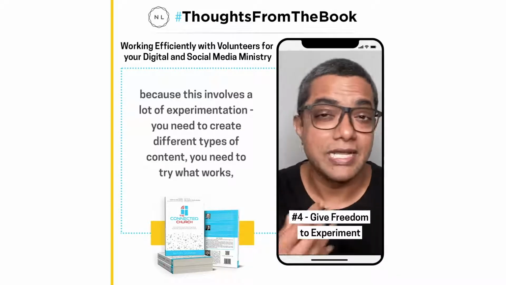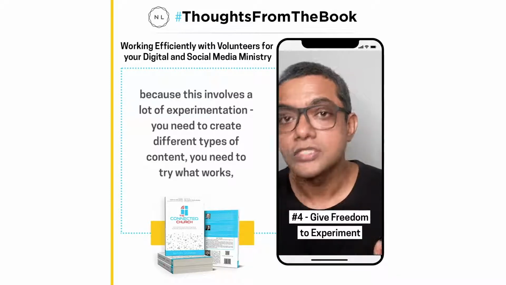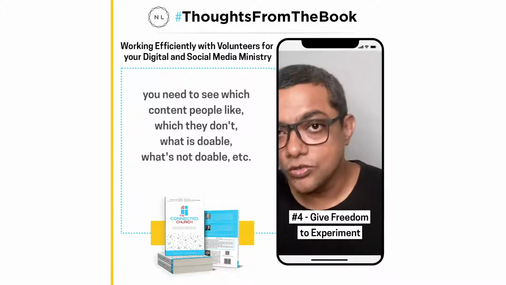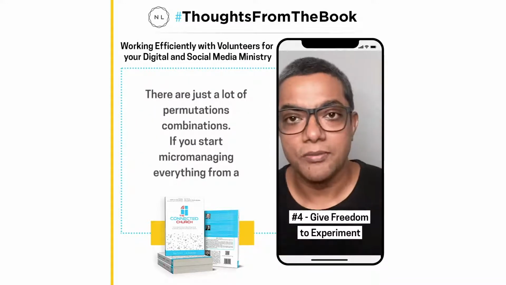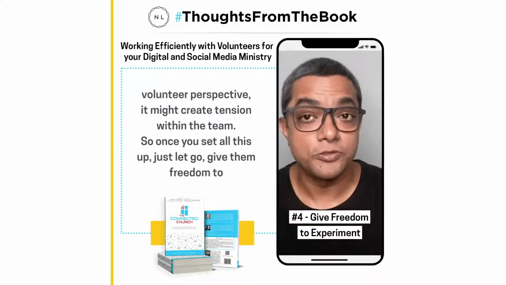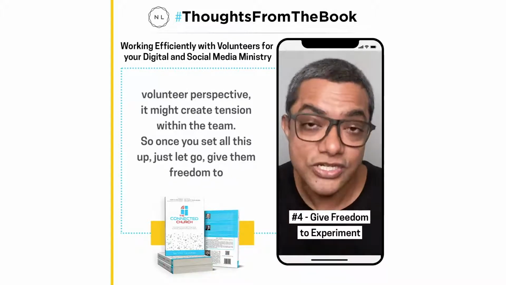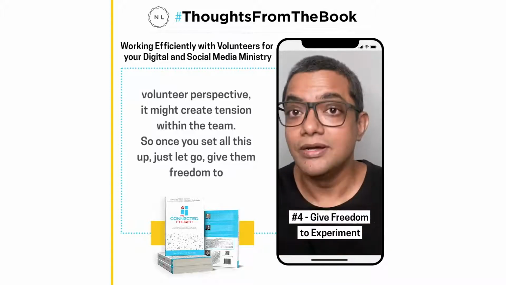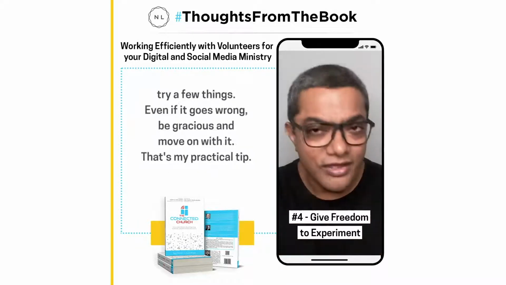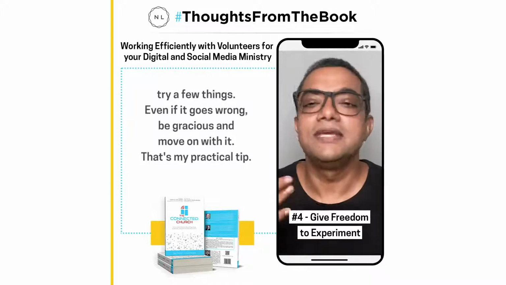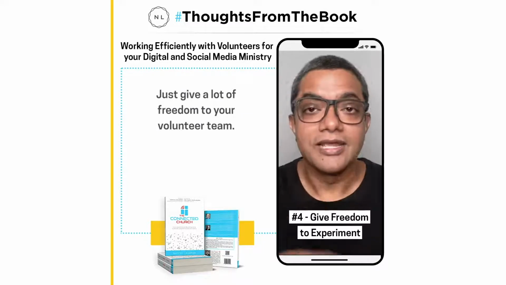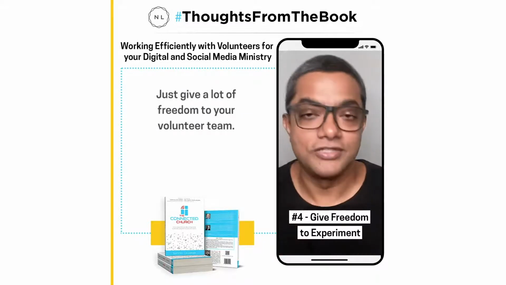You need to create different types of content. You need to try what works. You need to see which people like, which they don't, what is doable, what's not doable. So there's just a lot of permutation combination. So if you start micromanaging everything from a volunteer perspective, it might create tension within the team. So once you set this all up, just let go, give them freedom, try a few things. Even if it goes wrong, be gracious, move on with it. That's my practical tip. Just give a lot of freedom to your volunteer team.